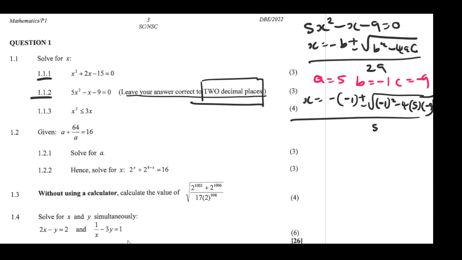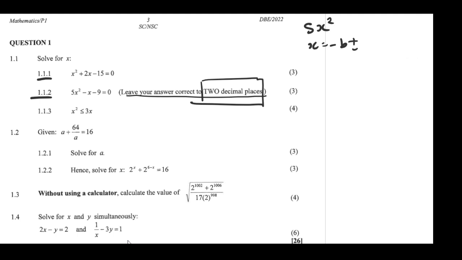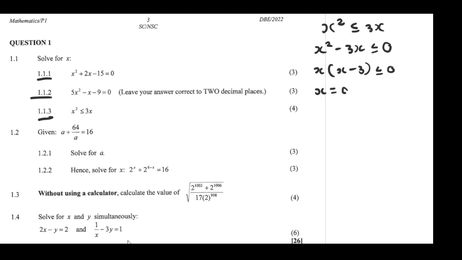So now let's go to 1.1.3. Let's first erase this. In 1.1.3 we are given this problem where x squared is less than or equal to 3x. The first thing you're going to do is transpose the 3x to the other side. You have x squared minus 3x is less than or equal to 0, and then you factorize, so x into x minus 3 is less than or equal to 0. So x equals 0, or x equals 3. These are your critical values: x equals 0 and x equals 3.